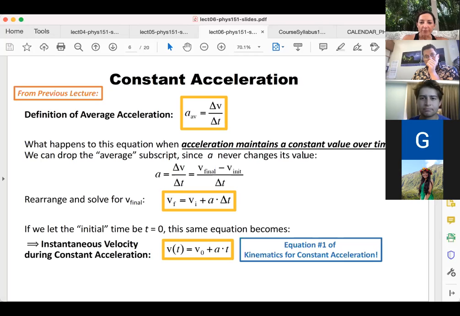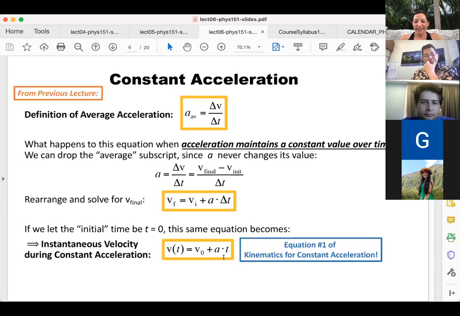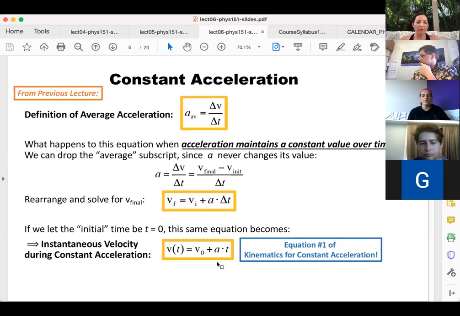Some students were asking about instantaneous velocity versus average velocity. On this slide that's up right now, you can see at the bottom, instantaneous velocity during constant acceleration. That equation would work for the questions that people were asking in the chat. Yes, our students are going ahead. We have smart students. Thank you for answering this. Indeed, this is going to be most of the time where we have to use the acceleration. This is going to be the equation that you have to use.